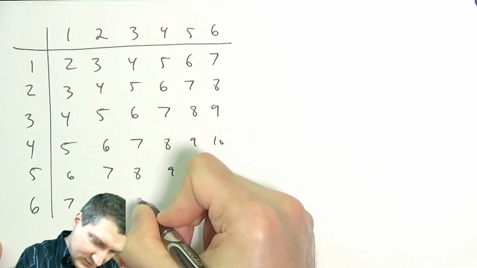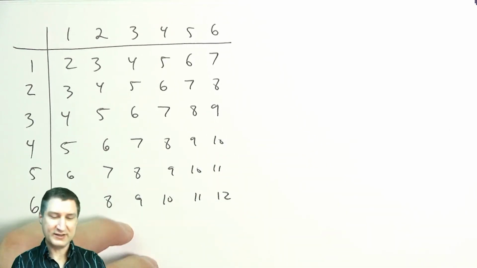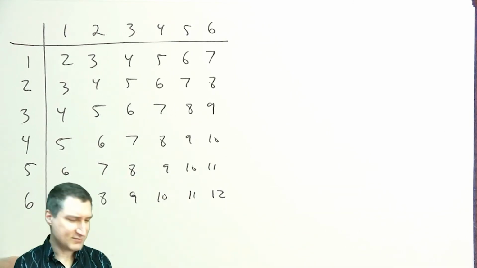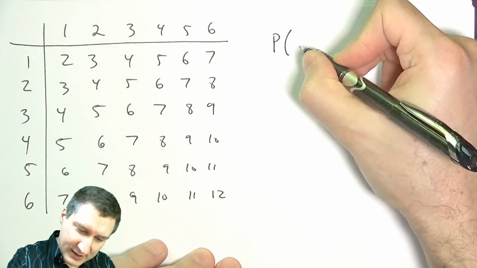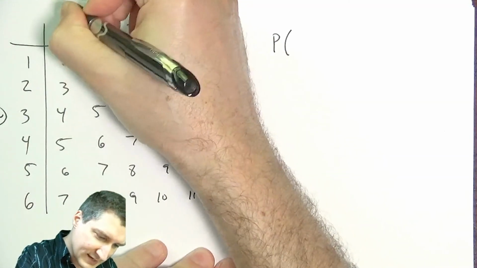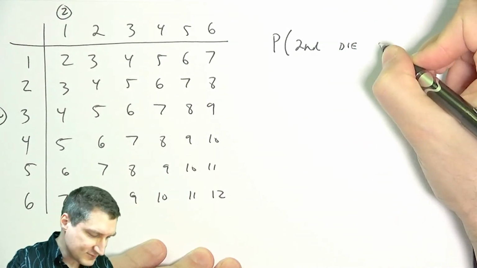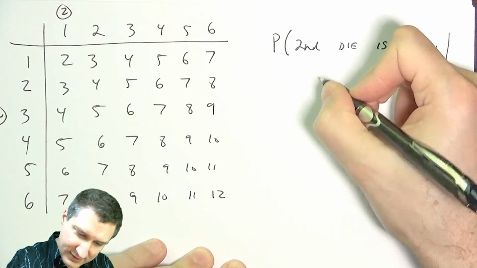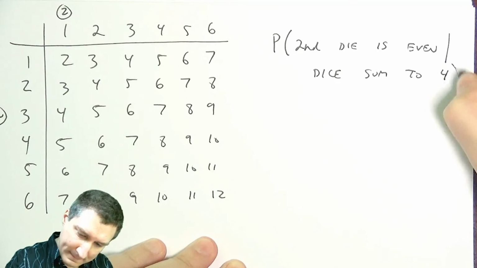Okay. So hopefully, as you know from rolling dice, 1 is unlikely and 12 is unlikely and 7 is the most likely thing. Don't worry about my head blocking this. We're not going to use that number. So I could ask a question like this: if I call this die roll number 1 and die roll number 2, what's the probability that the second die is even, given that the dice sum to 4?